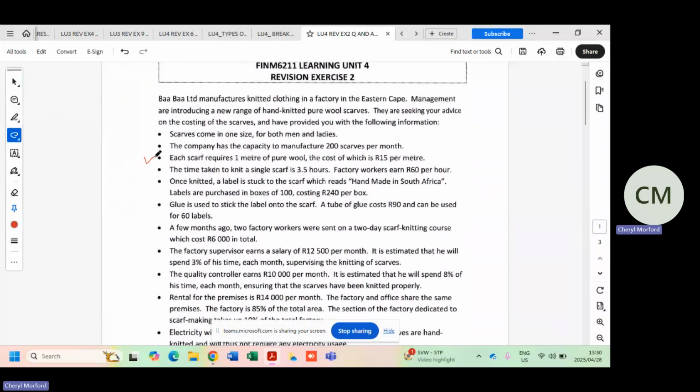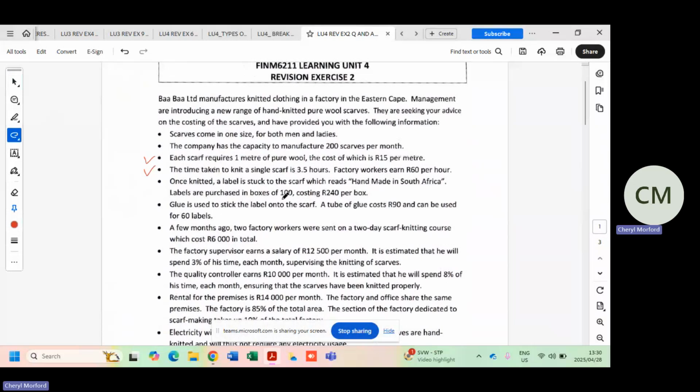The next item we come across is the time taken to knit a scarf. It's 3.5 hours, and it's directly involved in the knitting of a scarf. Therefore, it is variable. And then we need to cost it at 60 Rand an hour. So our second component of variable cost is direct labor, and that will be 3.5 hours times 60 Rand.